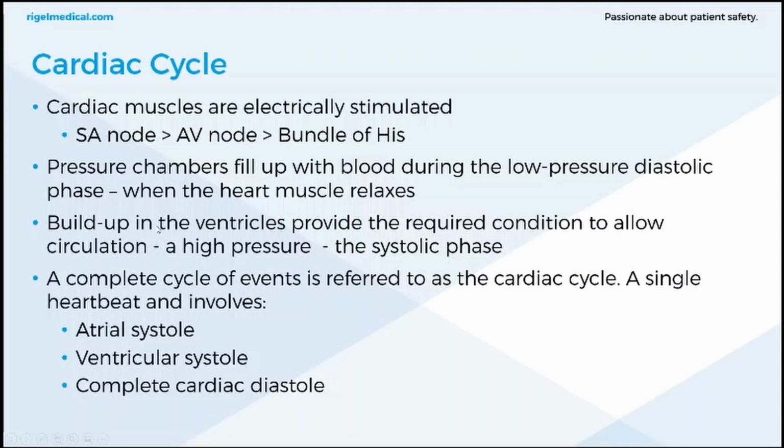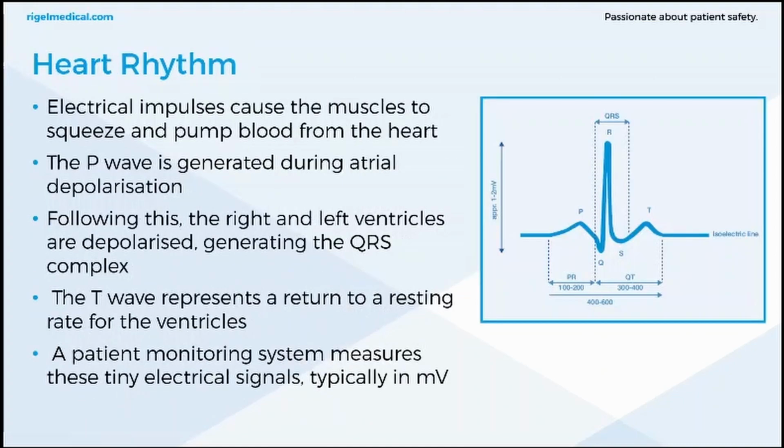There's build up in the ventricles, which provides the required condition to allow circulation. So this is a high pressure or the systolic phase. A complete cardiac cycle of events is referred to as the cardiac cycle. A single heartbeat involves atrial systole, ventricular systole, and complete cardiac diastole.